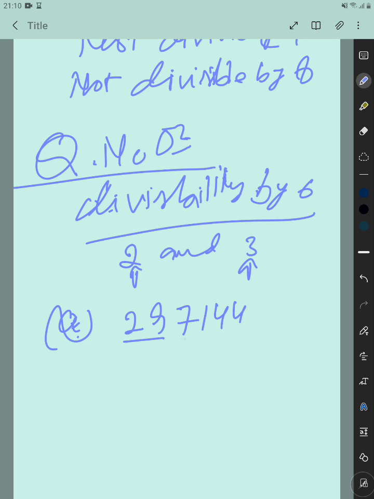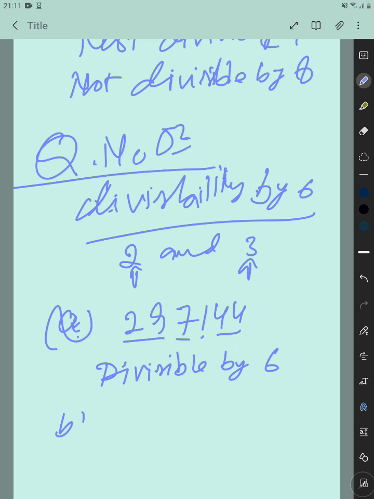2 plus 9 is 11. 11 plus 7 is 18. 18 plus 1 is 19. 19 plus 8 is 27, which is divisible by 3. So both are okay, so it is divisible by 6. You need to write that since the number is an even number, it is divisible by 2, and the sum of all the digits is divisible by 3, therefore the number is divisible by 6. This is the way you can write it.